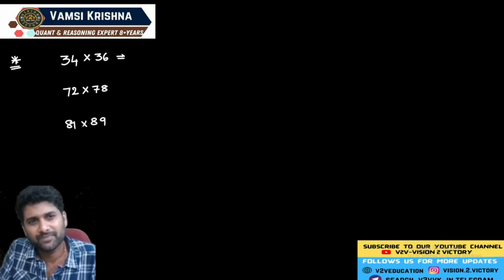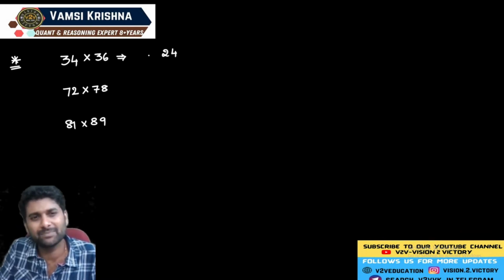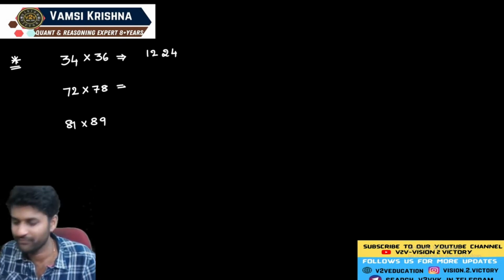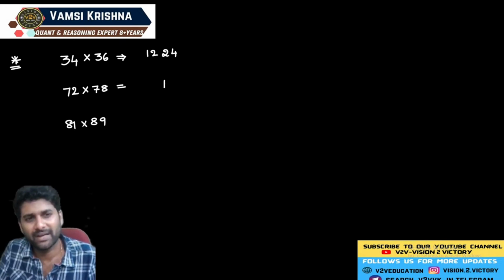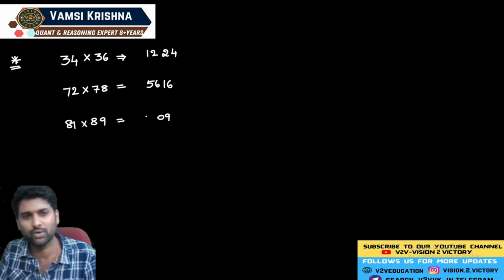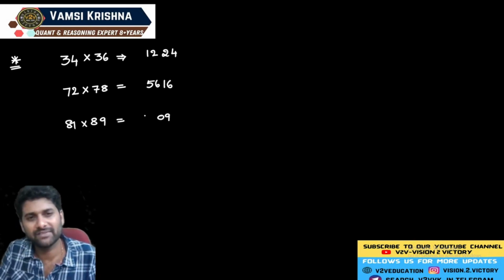Now see here, 6 fours are 24. Now here 3, the next number is 4, so 3 fours are 12. So here the answer is 1224. Very good. Now here 8 twos are 16, 7 eights are 56. So 1 nines are 09. Take a 2 digit number, guys. It's a 09. 8 nines are 72. It's a resultant of 7209.